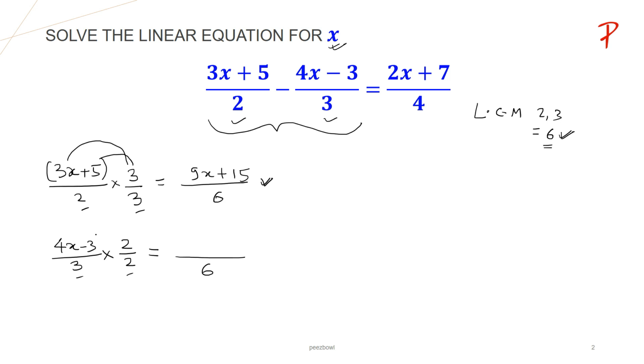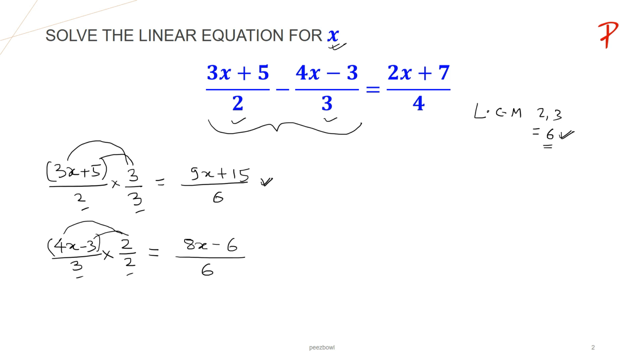And at the numerator's place, I will put it in a bracket. When 4x is multiplied by 2, we get 8x. Then we have a minus symbol. And when 3 is multiplied by 2, we get 6, right? So for (3x + 5)/2, we can write (9x + 15)/6. And for (4x - 3)/3, we can write it as (8x - 6)/6.